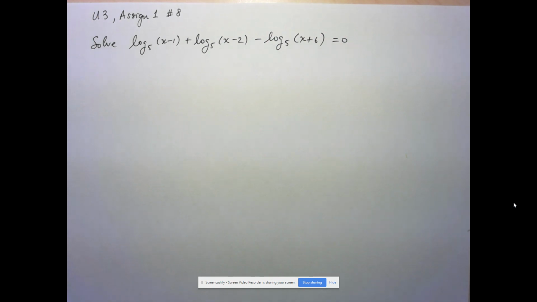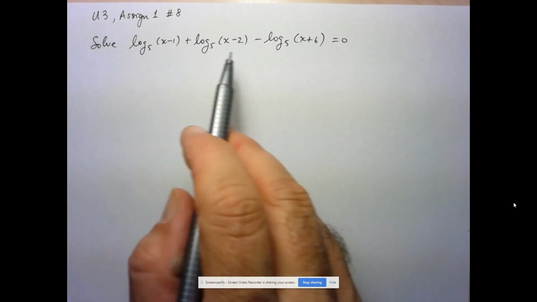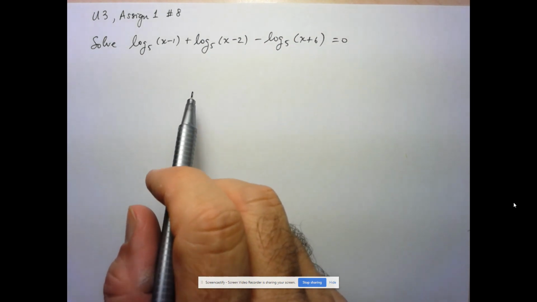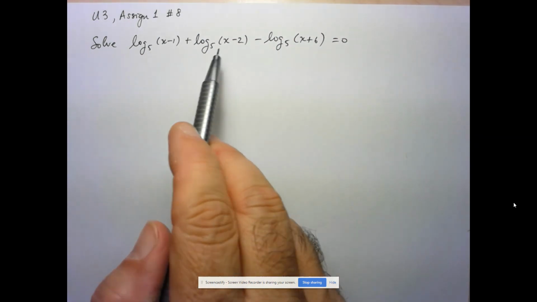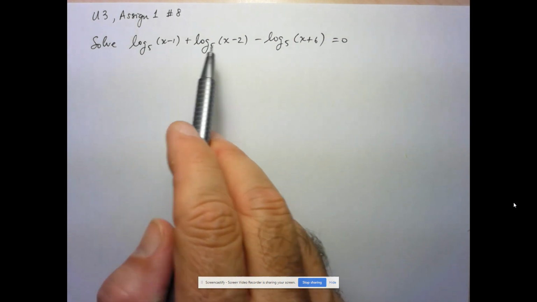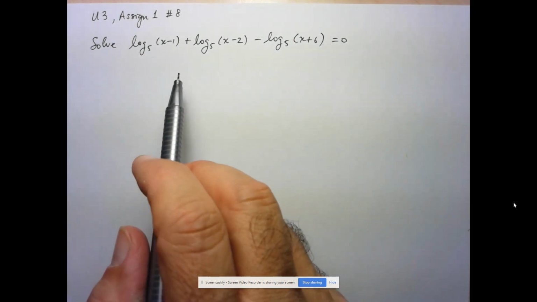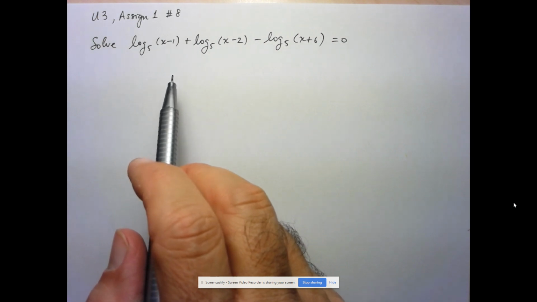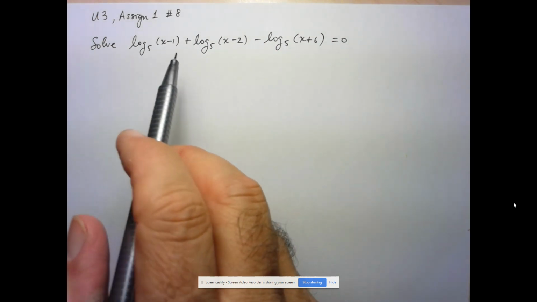Hi folks, we're going to take a look at number 8 from the Unit 3 assignment 1. So they want us to solve this logarithmic equation. And first thing I notice is that I've got the same base in all the logarithms, and I've got sums and differences of logarithmic expressions, which means I can use my first and second logarithm laws. Okay, so I'll start by using the first one.